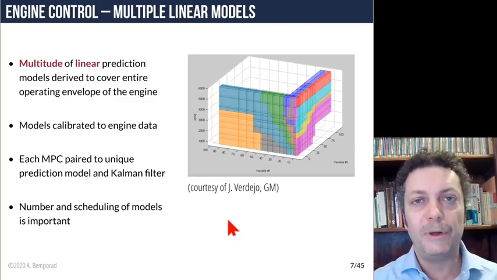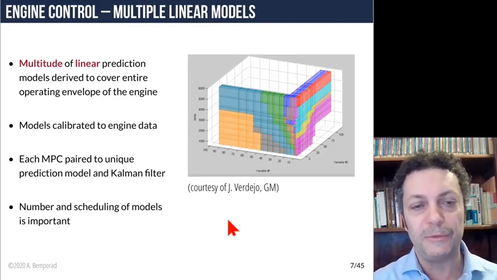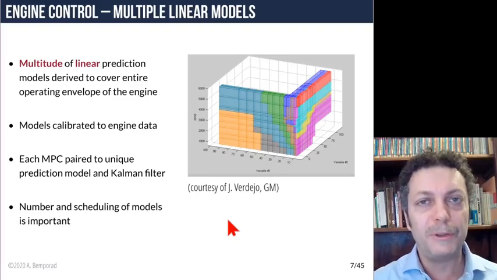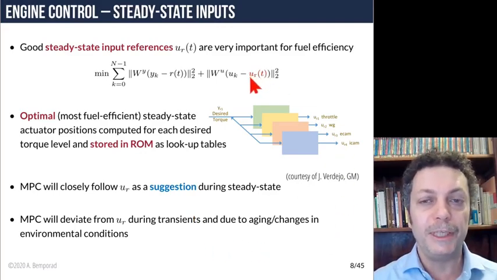And then for each model, we have a corresponding linear MPC controller and an associated state observer, which is a Kalman filter. Now, the number of models that you choose and how you schedule these models is quite important for closed-loop performance. It is also important what you specify as reference signals for the inputs.